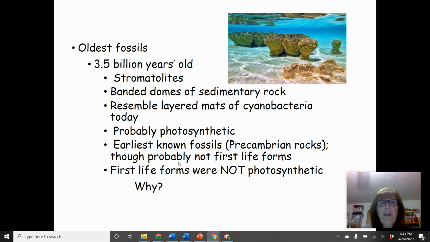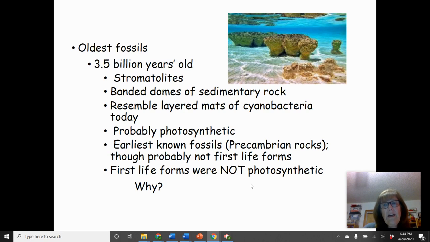but still, this time scale is just really hard to fathom. The oldest fossils identified were the stromatolites, and basically what they are is banded domes of sedimentary rock in which there are layers of cyanobacteria, which are basically blue-green algae or blue-green bacteria that were probably photosynthetic, although the earliest life forms were probably not photosynthetic.